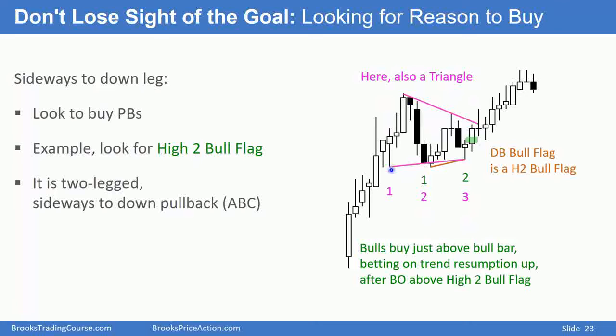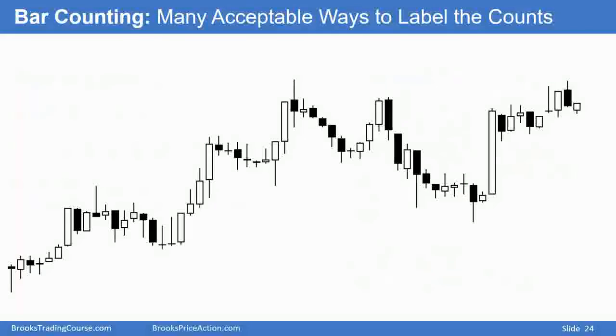Now, we got a little pullback here, an implied one. This low does not go below that low. So on a smaller time frame chart, this is a pullback. And you could call it a high 1, high 2, or you could say 3 pushes down, 1, 2, 3, in a sideways pullback, and it's therefore a triangle. A triangle is just 3 pushes down and a pullback that is mostly sideways. There are lots of ways to label bull flags and bear flags in a bear trend. It doesn't matter. Don't lose sight of the goal. You're trying to find a reason to enter, and bar counting gives you one way to do that.